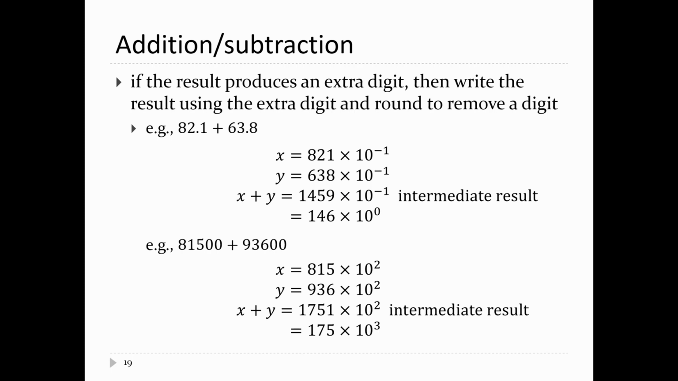And so what we do here is you round so that you only have 3 digits, right? So I take 1459 and round it to the nearest unit of 10, which is 1460 times 10 to the minus 1, which is 146. Alternatively, just take 1459 times 10 to the minus 1, and then change the exponent so that this has 3 digits in it. Then you get 145.9 times 10 to the 0, and now round that value to get 146 times 10 to the 0.